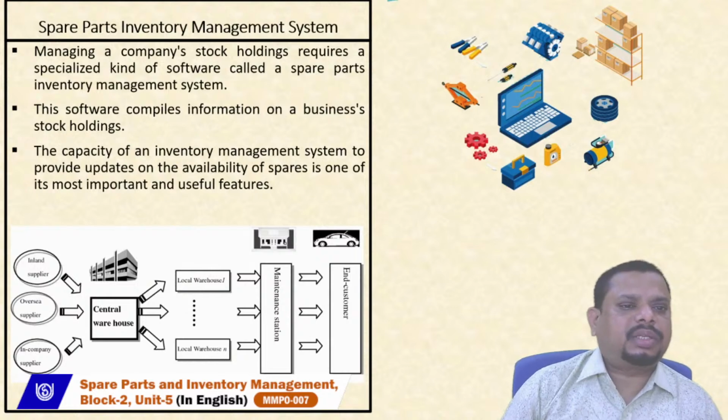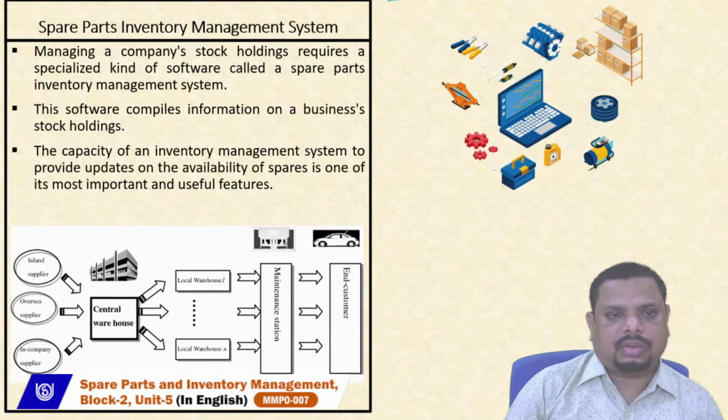The first one is that managing a company's stock holding requires a specialized kind of software, simply known as spare parts inventory management system software. This software comprises information on a business's stock holdings. At the capacity level, the ability of the inventory management system to provide updates on the availability of spares is one of the most important and useful features of this software. So let's take other examples.